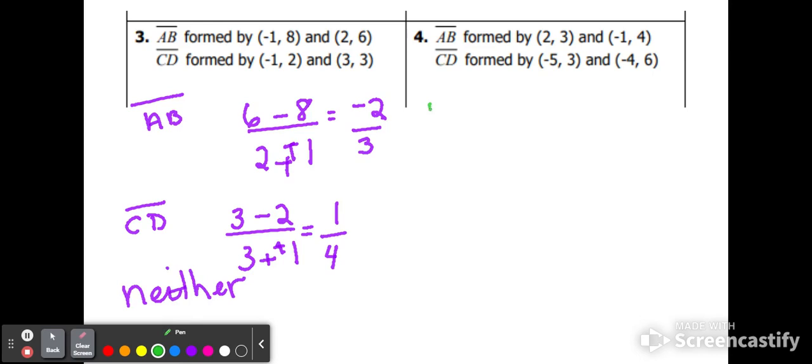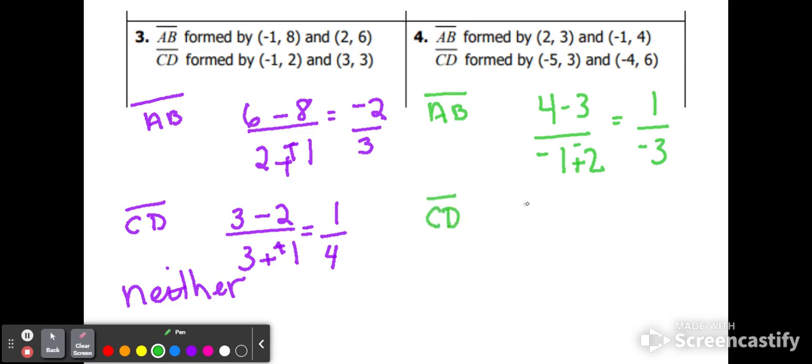All right, let's go here for AB. 4 subtract 3 over negative 1 subtract 2. This is plus a negative, so we have negative 1/3. For CD, 6 subtract 3 over negative 4 subtract negative 5. So we have 3. This becomes positive, and so we have a positive 1, which is 3 over 1, which is 3. That's a reciprocal. 3 over 1, 1 over 3. One is negative, one is positive. So we have a perpendicular line here.